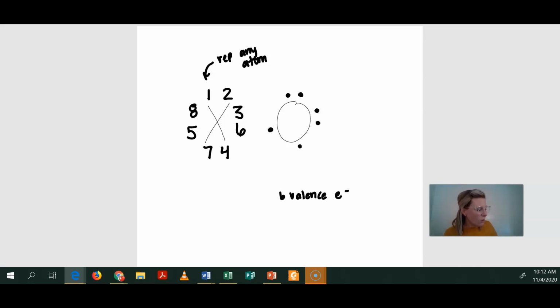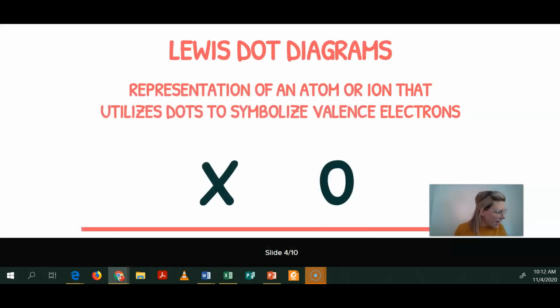Somebody in my earlier class said, well, what if it's something that has 2 letters? That's okay. Just spread your electrons out across the top like that. Okay, so now what we're going to do is go ahead and let me just minimize this real quick.